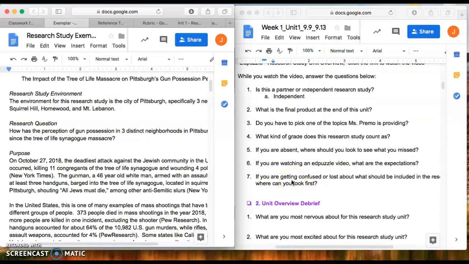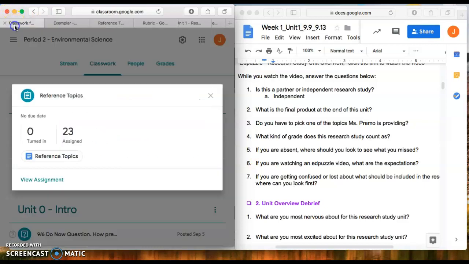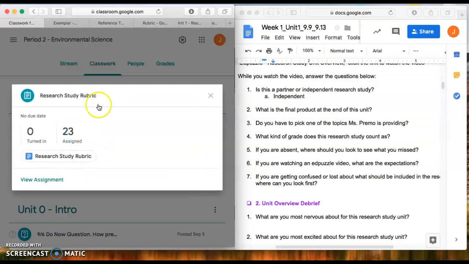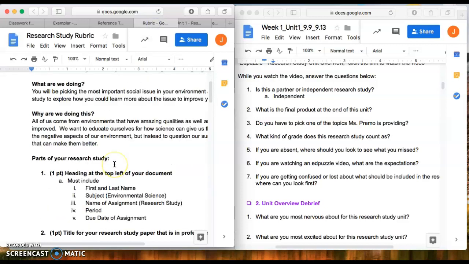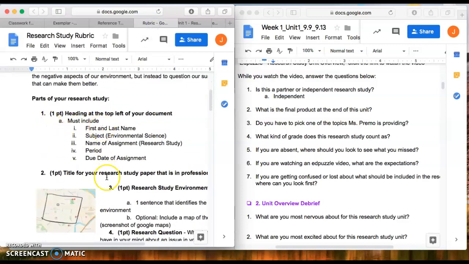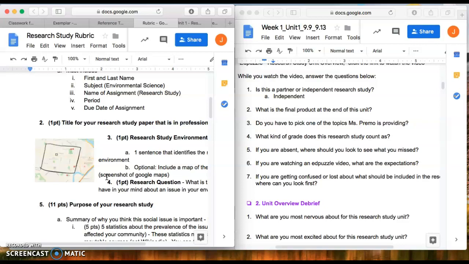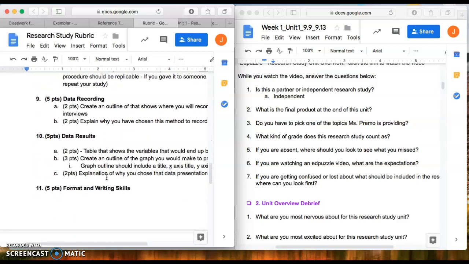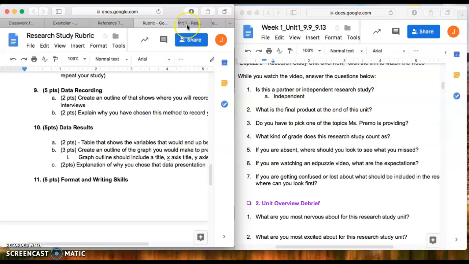All right, number 7, if you are getting confused or lost about what should be included in your research study, where can you look first? Okay, first place I would look, if you're like, I have no idea what's supposed to go in this section, look at the rubric, the research study rubric. This tells you what should go in literally every single section and how points are distributed.